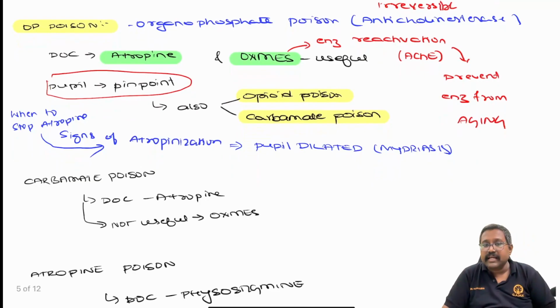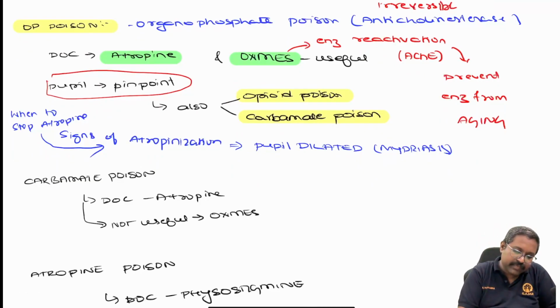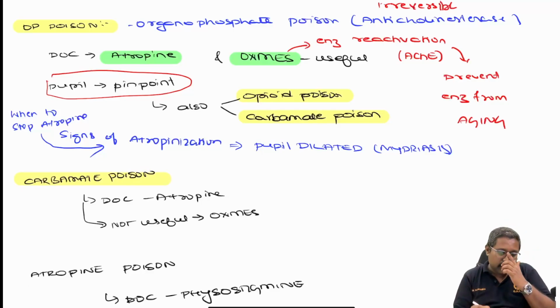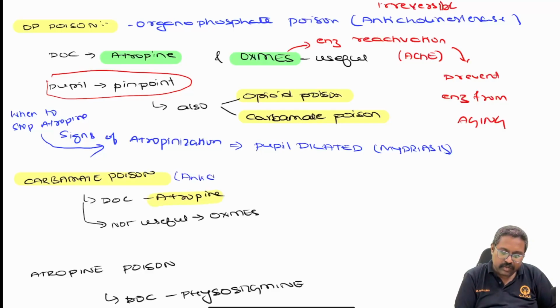So how to treat the carbamate poisoning? You have treated the OP compound poisoning. If the compound is carbamate, what will you do in case of carbamate poisoning? The drug of choice again will be your atropine. Why atropine? It is also an anticholinesterase. So you need to give an anticholinergic agent, that is the atropine. Whereas oximes are not useful in case of the carbamate.